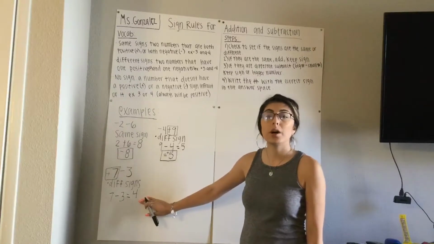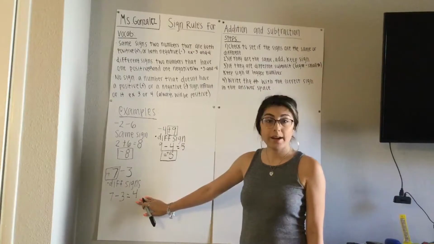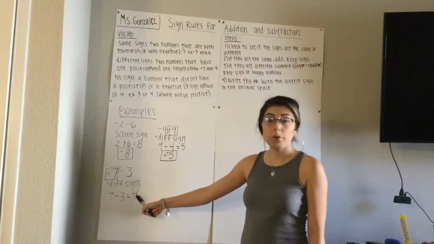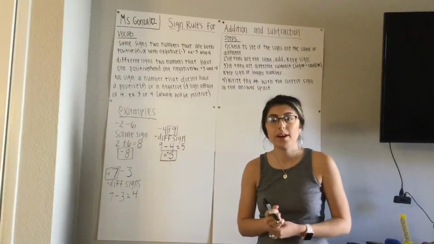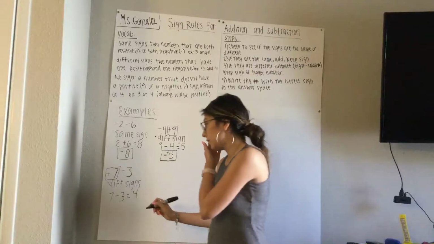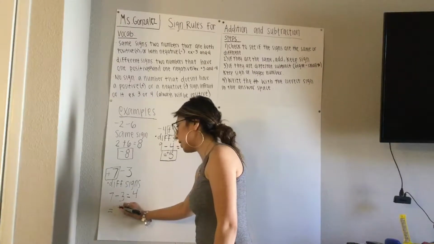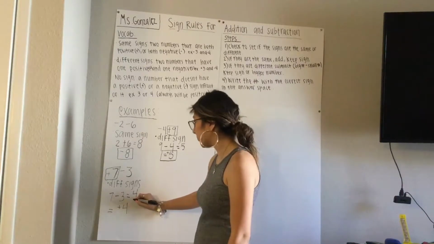Is there any additional work that we do need to do with this? No, right? Because we have that positive 7 right here. We have a positive 4. We don't need to do anything else. Again, our final step, let's go ahead and write that correct answer with the correct sign. Positive 4.